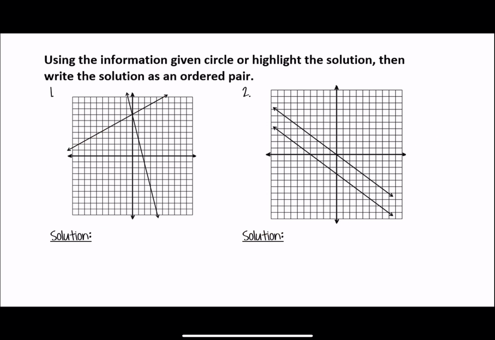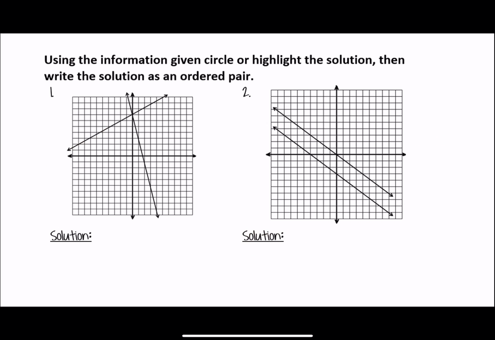All right. On the next set of examples and problems, what we're going to be doing is using the information given and either circle or highlight the solution, then write the solution as an ordered pair. I'm going to be using color so that it kind of sticks out. If you want to do the same, you're more than welcome to do so.